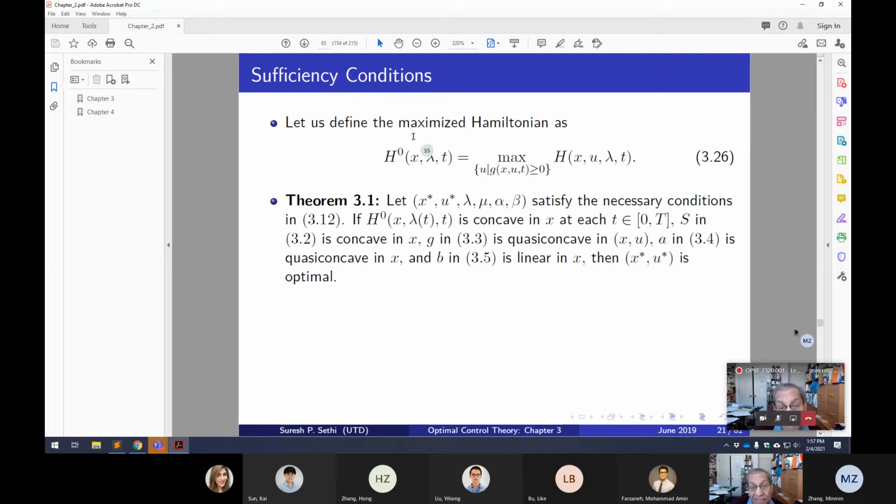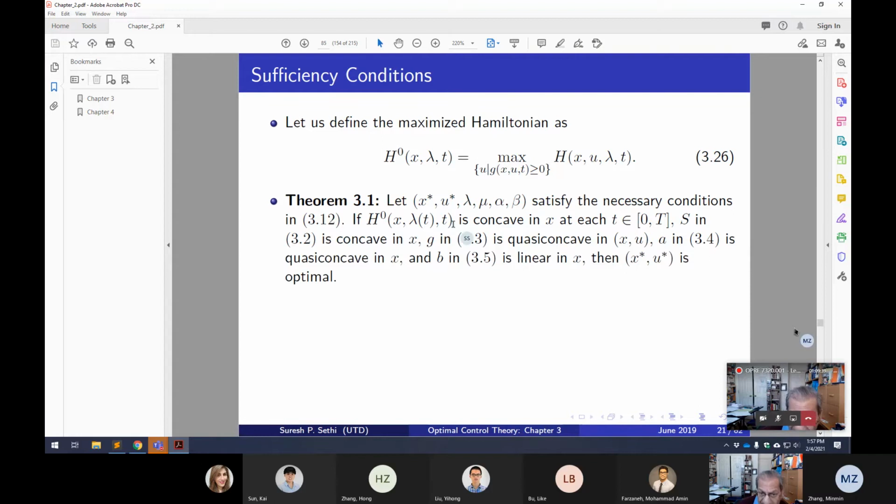So that is the maximum of the Hamiltonian for any given x, lambda, t. Now the sufficiency condition goes like this. Let x star, u star, lambda, mu, alpha, beta satisfy the necessary conditions of Box 3.12.